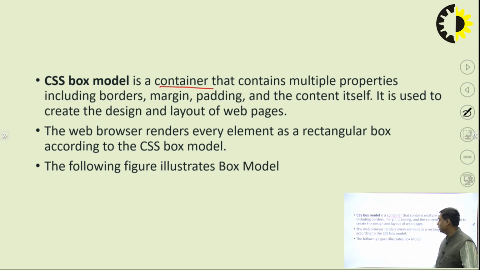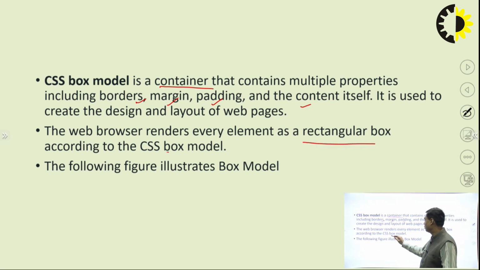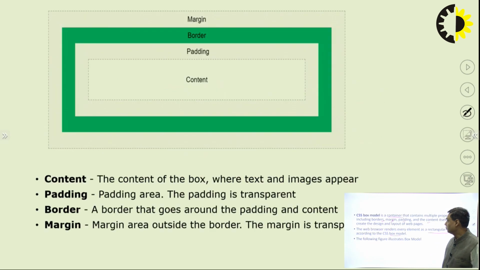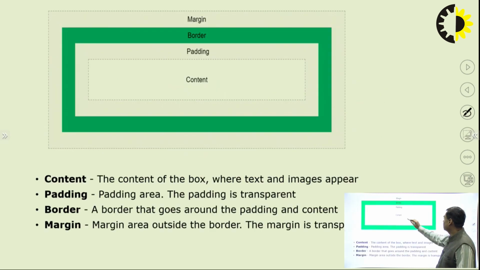properties, like it has a border, it has a margin, it has a padding, as well as it has a content. So whenever we create the content in CSS, around the content there are many other things, like padding, borders and margin. The important part is that in a web browser, every element is considered a rectangular box, which we call a box model. If you look at the figure, this is the content part.